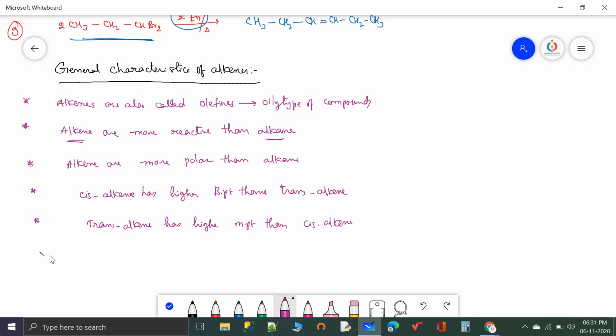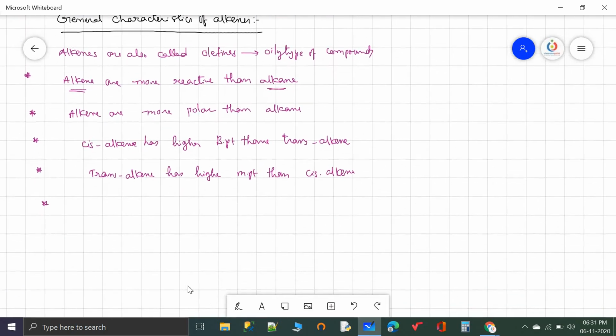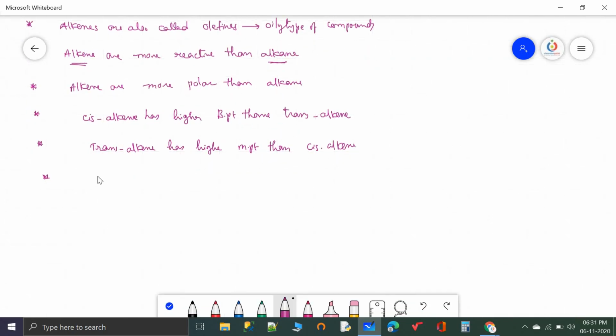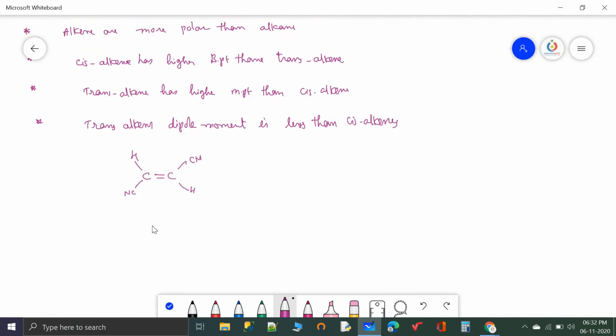And when it comes to the dipole moment, generally, these are general properties, trans alkenes' dipole moment is less than cis alkenes'. Let us see a small example. In the case of the trans alkenes, imagine there are cyanide groups on the opposite side and hydrogen is here, hydrogen is here. Okay, cyanide groups, we know that this is the trans compound.